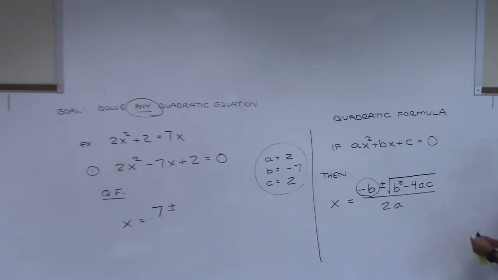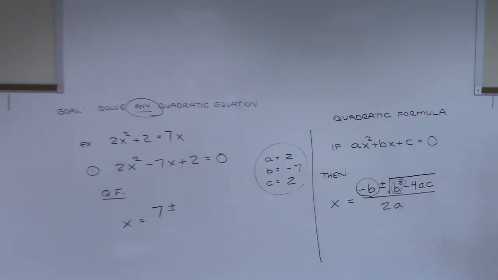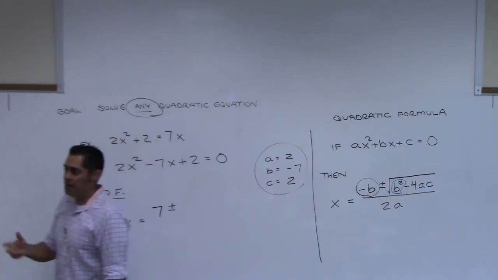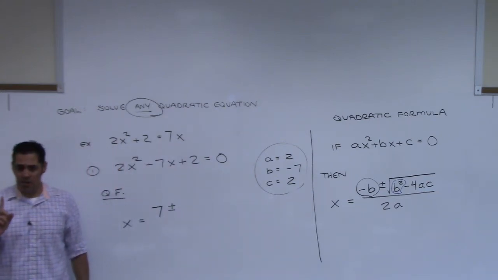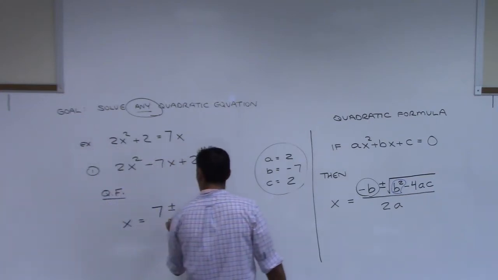Now this next part, B squared. It's our number B times itself. So what is negative 7 times negative 7? 49. And it will always be positive. Won't that B squared always be positive? Yes? 49? So square root of 49.